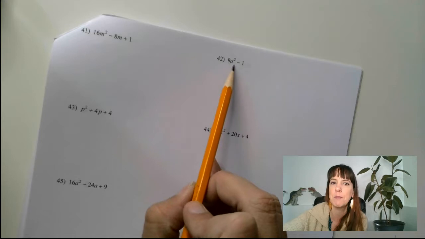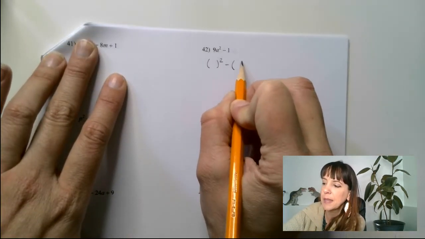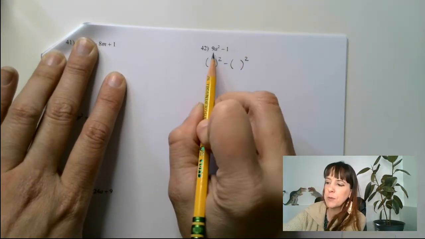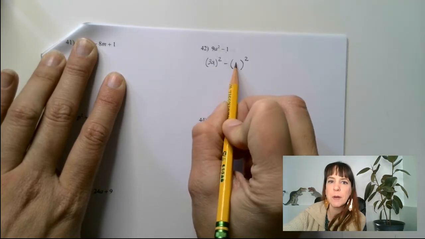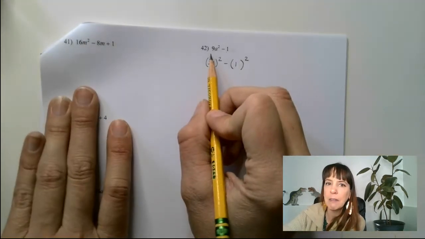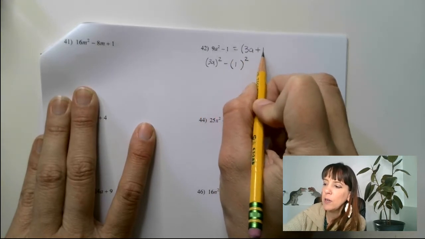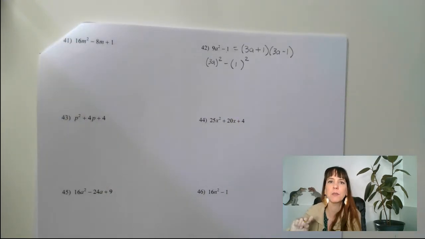Okay, so this is a binomial. So I can do something squared minus something squared. In the first one, I need to put 3a. And then in the second one, to get 1, I'm going to put 1. That means this right here factors down into 3a plus 1, 3a minus 1.